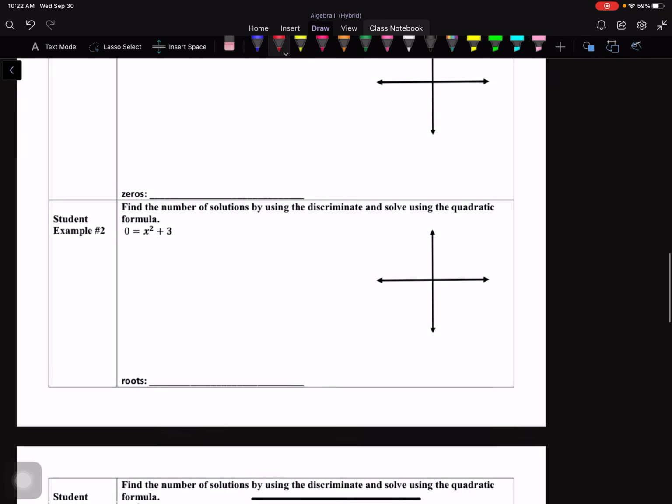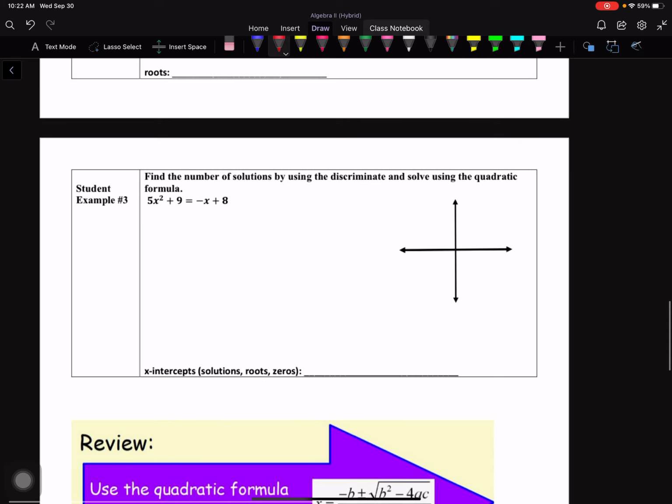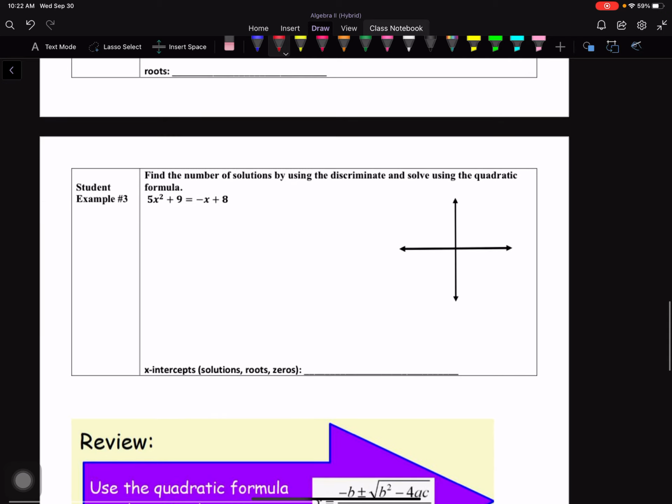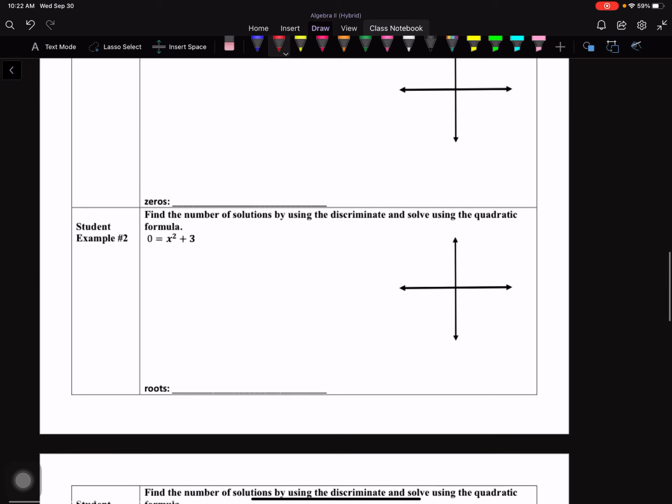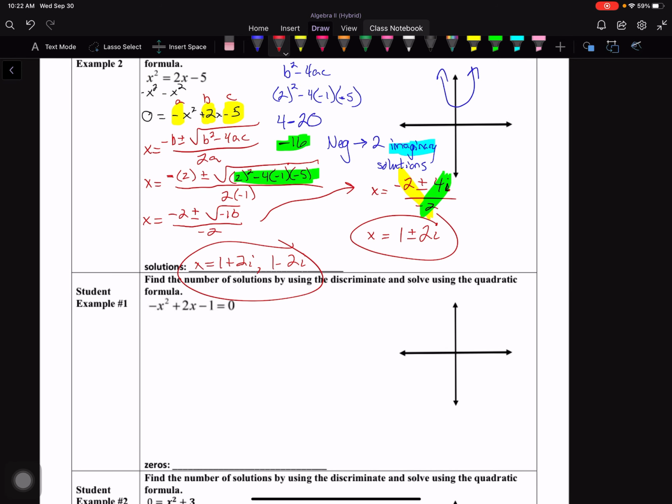And that's it. So there's 1, 2, 3 I would like you to take a look at. First, make sure that they're equal to 0. Then go ahead, use the discriminant to figure out how many solutions you should get, and then solve it to figure out what the actual solutions are. And that's it.